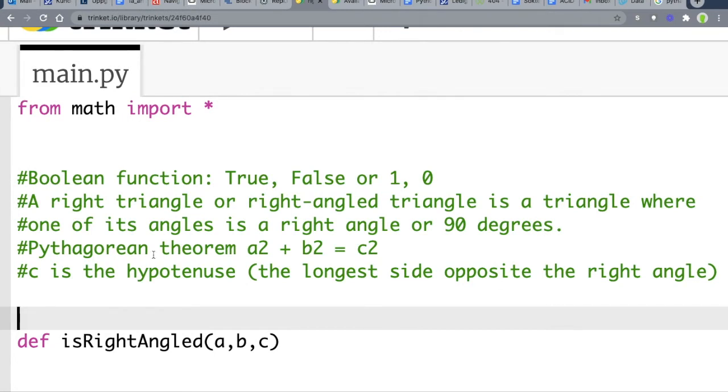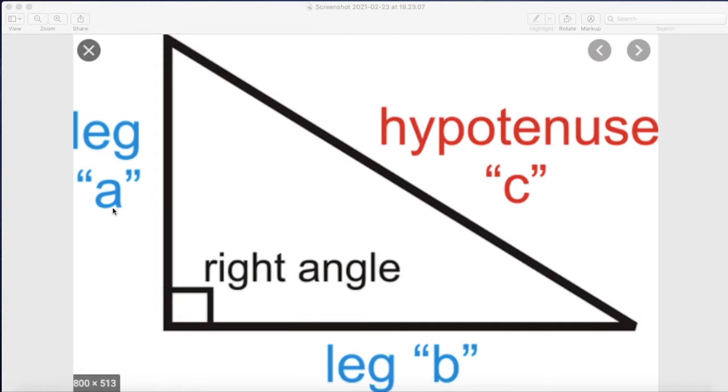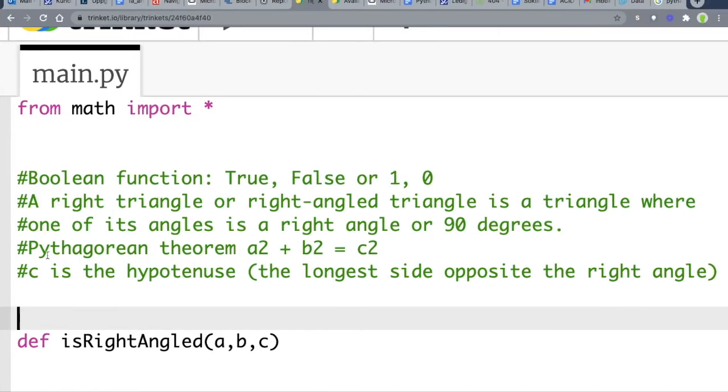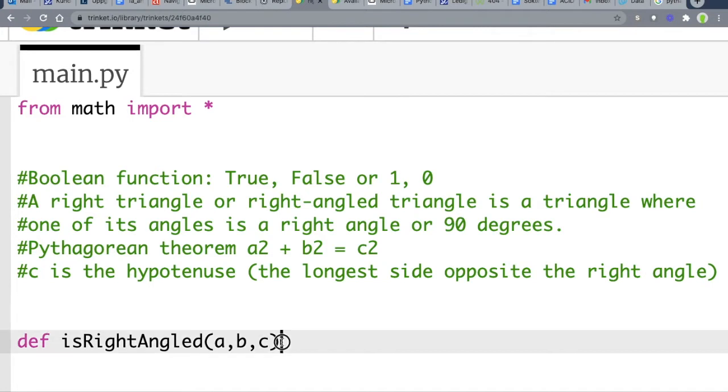There's a theorem called the Pythagorean theorem, and it states that a squared plus b squared is equal to c squared. It means that the square of this leg plus the square of this leg is equal to the square of the hypotenuse, which is the longest side. By this theorem, we can easily find out if a triangle is a right-angled triangle or not.